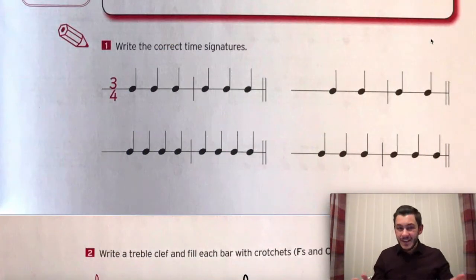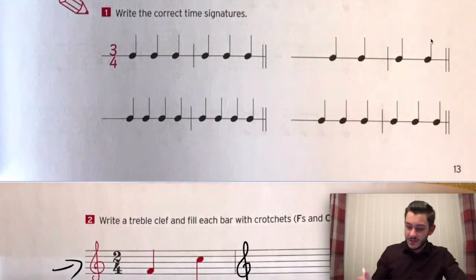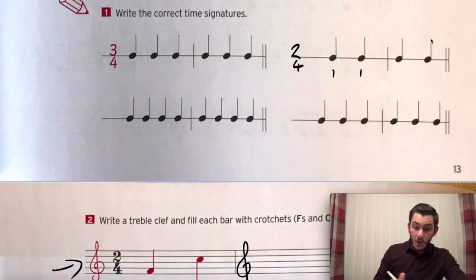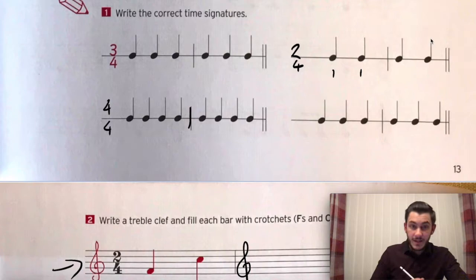Okay, so you should have done all the examples. Now I hope you've got on okay. We're going to have a go together now. So we need to write the correct time signatures. So before this bar line, there's 1, 2 beats, so it's going to be 2-4. Bottom left, there are 4 crotchet beats before we see the bar line. So that's going to be 4 crotchet beats. And there's 3 crotchet beats in this example.